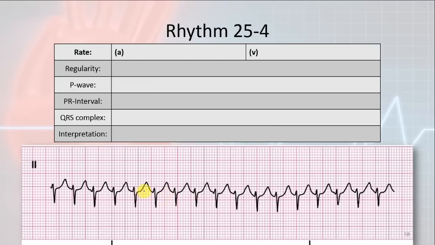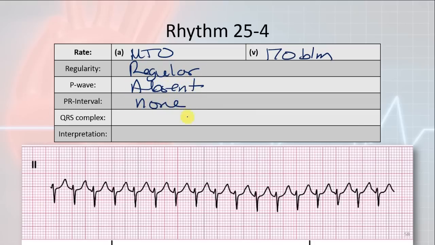This rhythm here, I can't identify any P waves whatsoever, so I'm going to assume that they are hidden or absent. So I'm going to put unable to obtain. My ventricular rate is 1, 2, 3, 4, 5, 6, 7, 8, 9, 10, 11, 12, 13, 14, 15, 16, 17. 170 beats per minute. Regularity is going to be regular. P waves, absent. PR interval, none.